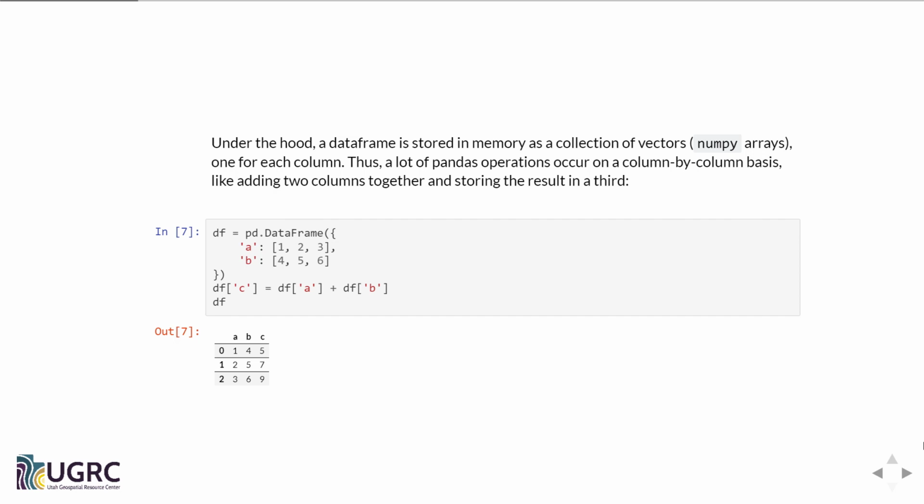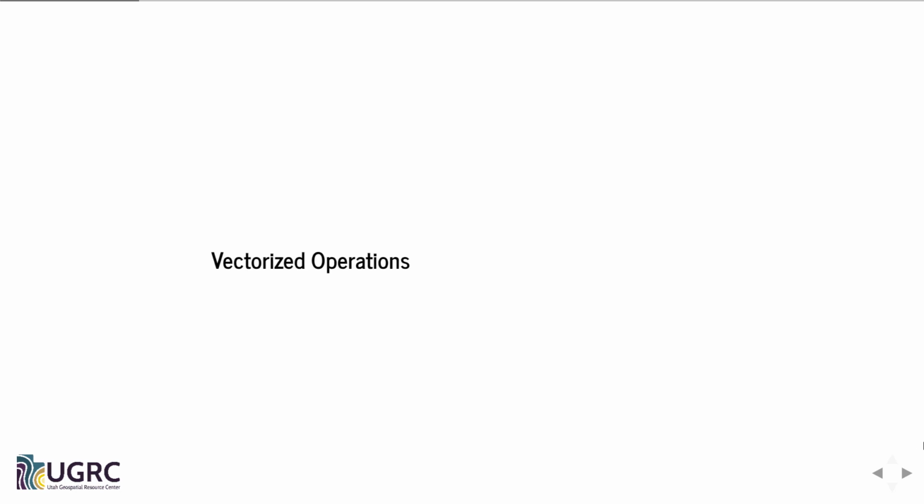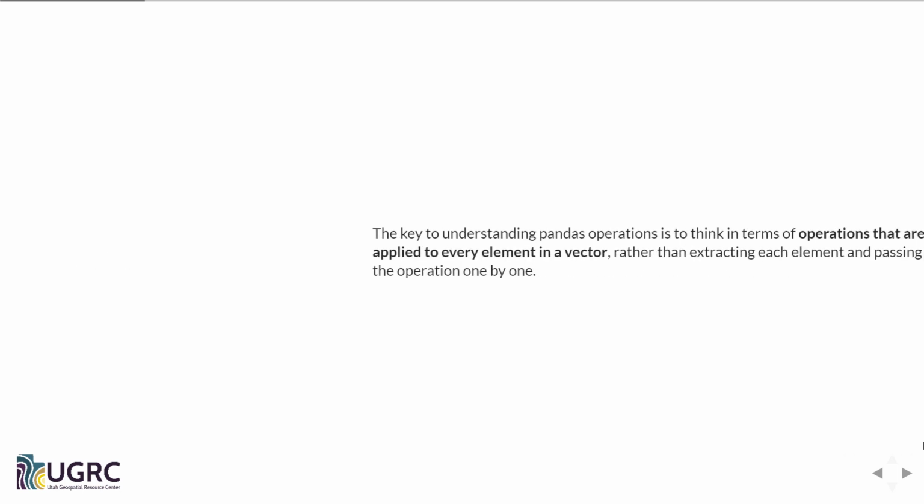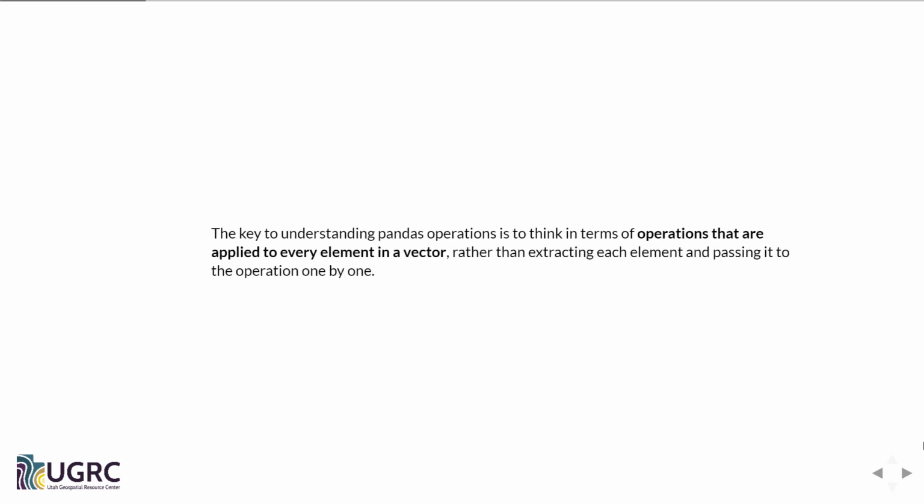Column C is just equal to A plus B. And it's really hard to see, but there are results right there, 5, 7, 9. So we've talked a lot about scalars and vectors. Why this is important is when we talk about vectorized operations. And this is really the key to understanding how pandas works and how to be efficient in pandas.